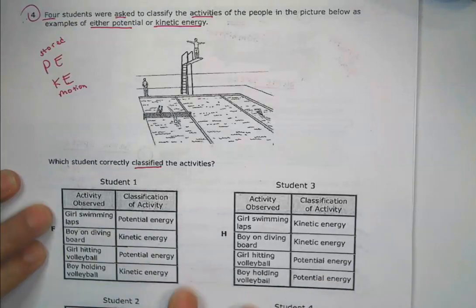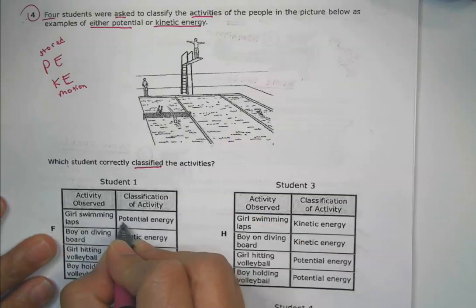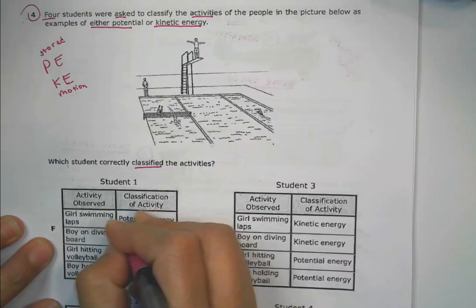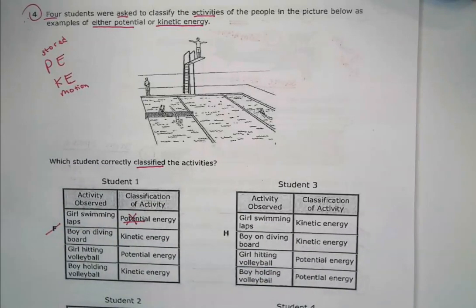Student 1 says, girls swimming laps. So when we see the girls swimming, potential energy. It's not potential, they're already in motion. So this one's not going to be it, just because of the first example.